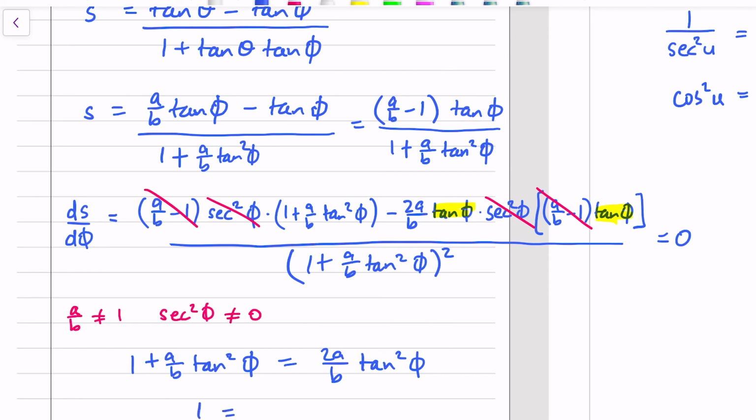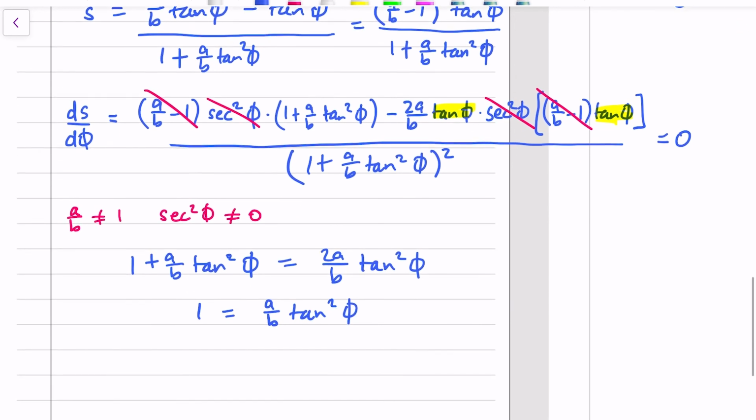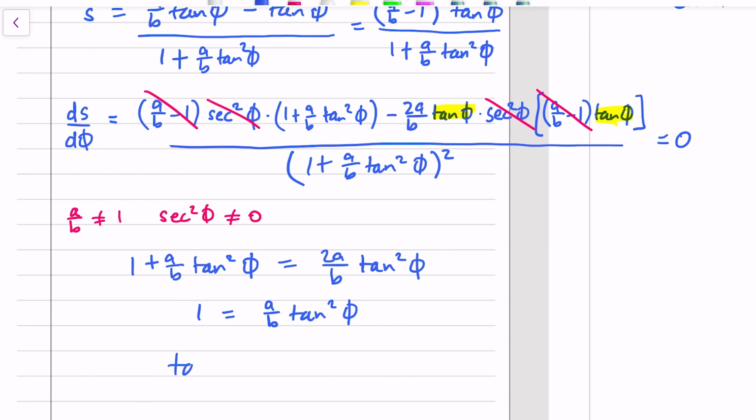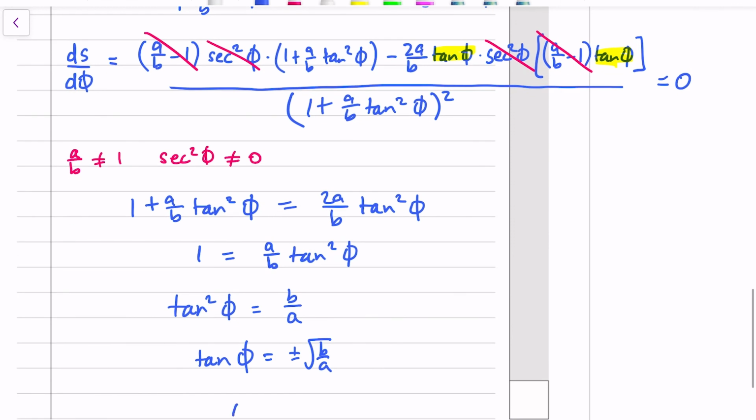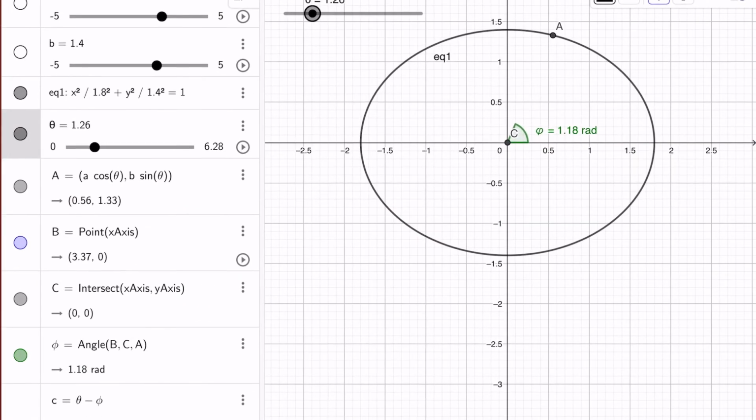Okay, we've got like terms, so move one to the other side. A over b tan squared phi times by b divided by a. Tan squared phi equals b over a. Tan of phi equals plus or minus root b over a, which is the same as phi equals tan inverse plus or minus root b over a. Okay, what does that actually mean? Let's go back to that GeoGebra diagram just to finish this video.